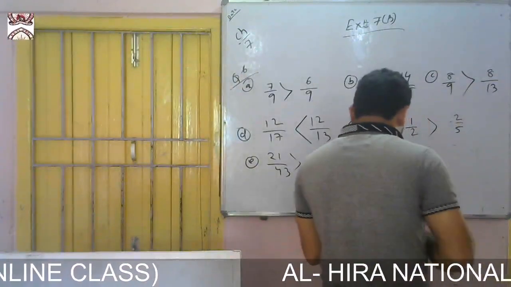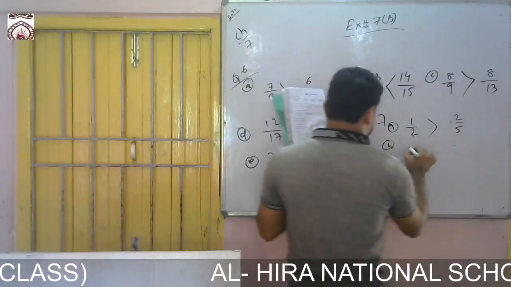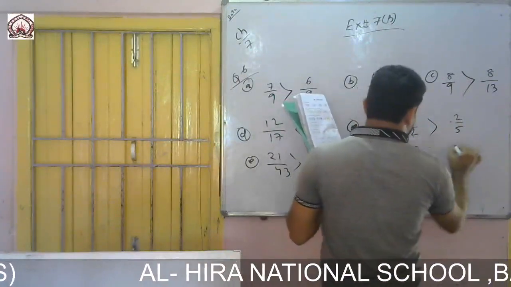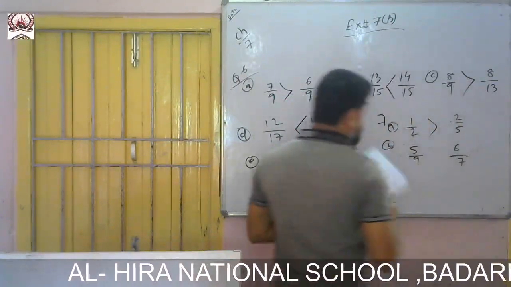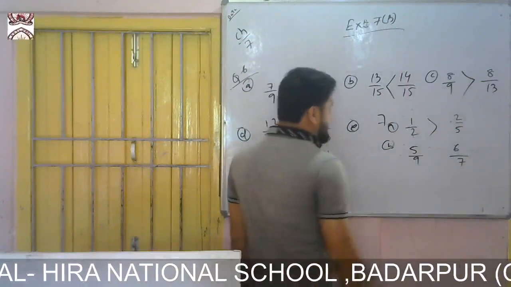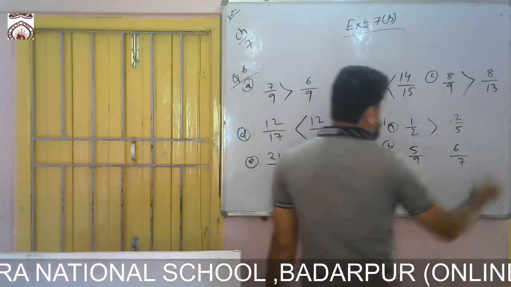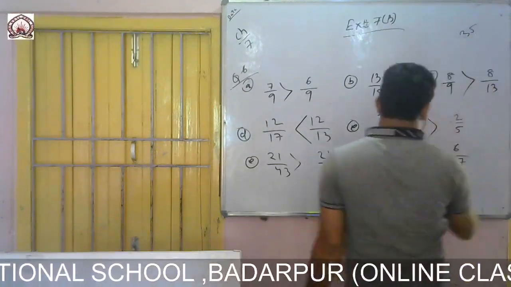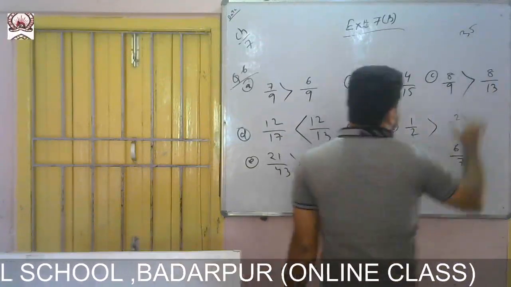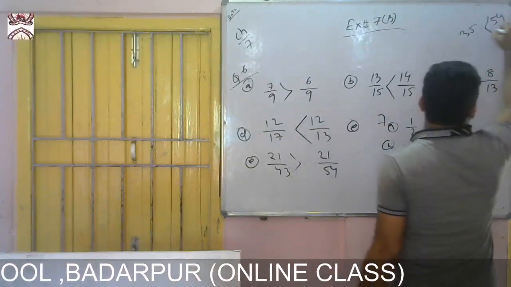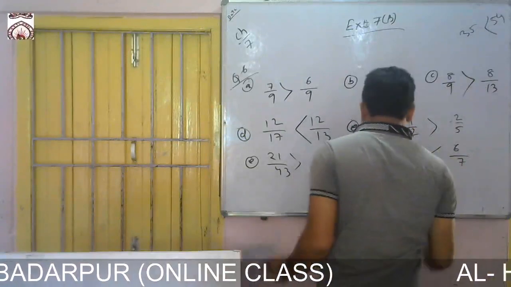5 by 9, 6 by 7. 5 by 9, 6 by 7. So these things you do on the graph. Okay. So 5 sevens are 35. And 9 sixes are 54. So this one, it will be that one.